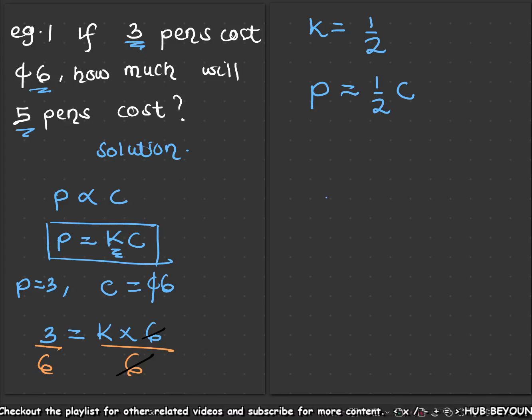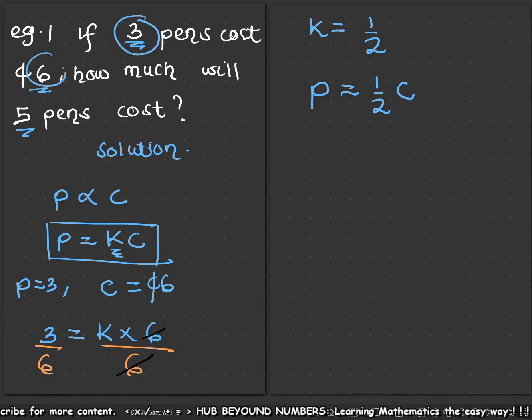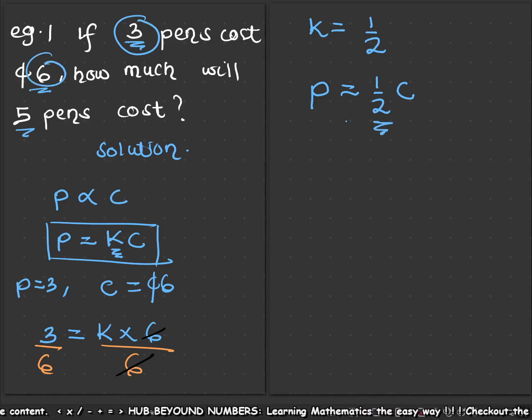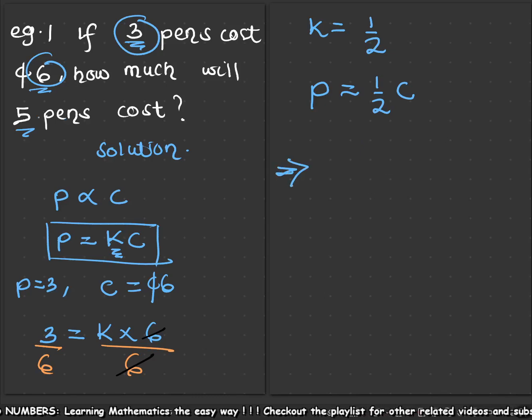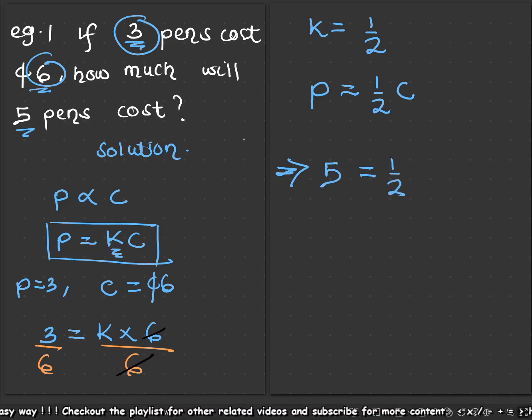So now that we have this, we come back to the question. It says, how much will 5 pens cost? We have used this parameter and this parameter, and that has allowed us to get our K. So we can now solve for C. If it is 5 pens, we put 5 is equal to 1 over 2 C. Do we know the cost? We don't know the cost. So it is the cost that we want.